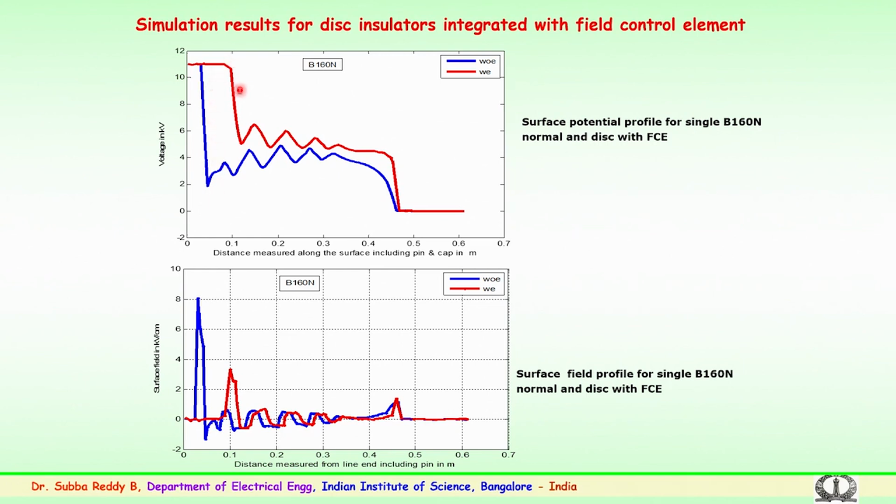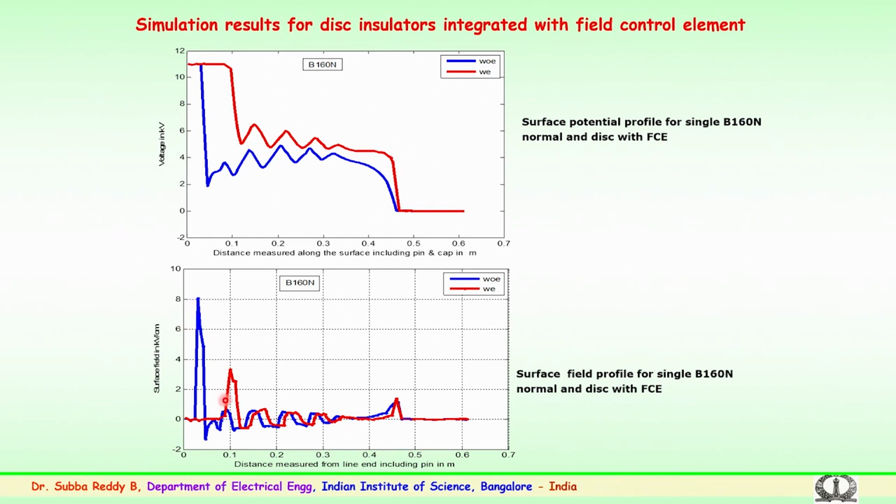The red color indicates the potential distribution with the field reduction electrode which we have developed. This very clearly shows the field. It is exactly the mirror image here, the surface field profile for the same insulator. You can see the blue color, which is a very high 8 kV per centimeter, is the electrical stress which is seen for 11 kV.